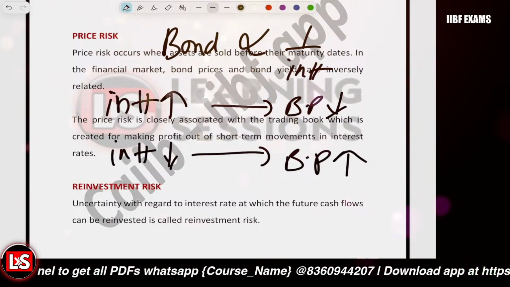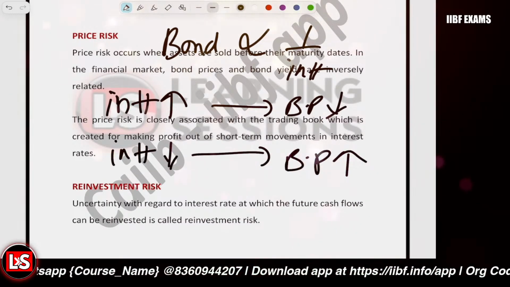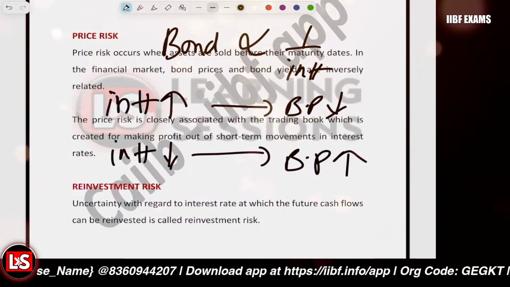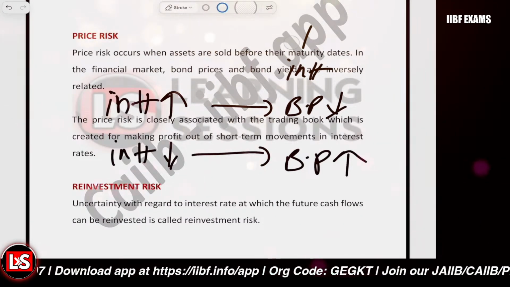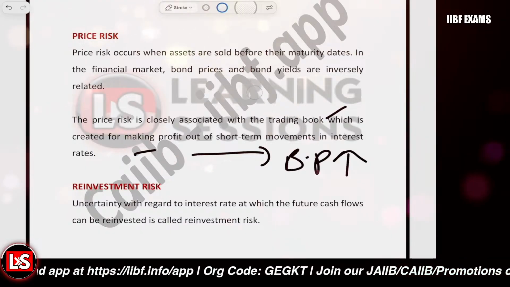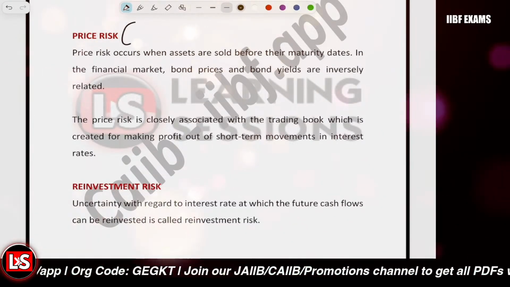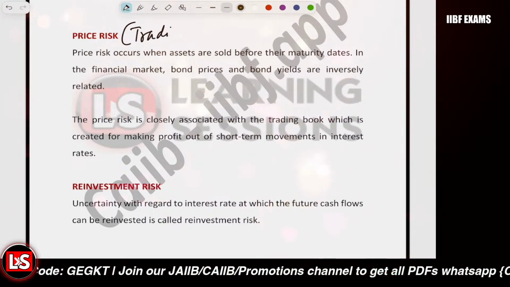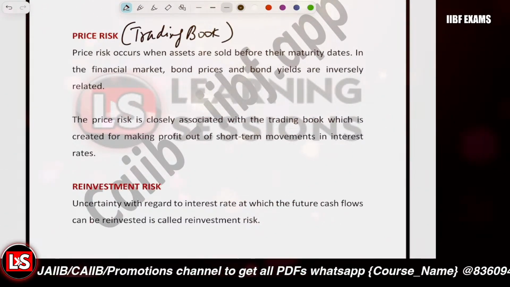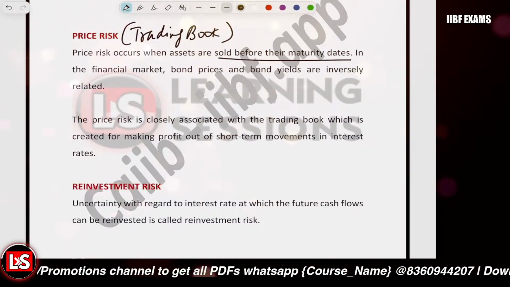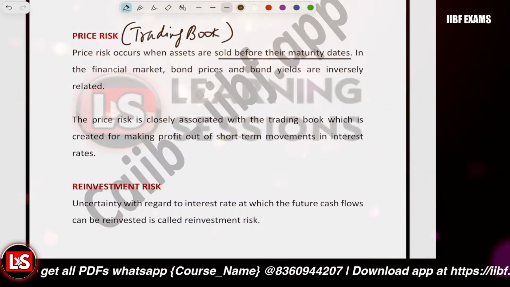So price risk is going to occur when the assets are sold before the maturity dates. So it's important in the trading book. So price risk is important where? The price risk is important in the trading book, because when we are going to sell the assets before the maturity date, then it will be materializing, right?